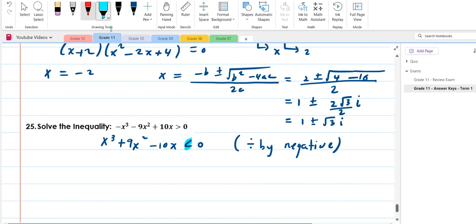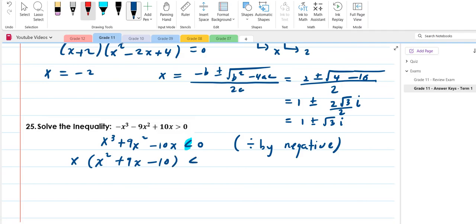Now rule number 1 of factorization is to take out the highest common factor. The highest common factor is x. X is common to everything, so x into x squared plus 9x minus 10 is less than 0. And as we can see here, we have a quadratic function, so we can factorize this. So x and x, you get positive 10 and negative 1. You can use the quadratic factorization on the calculator and get this.